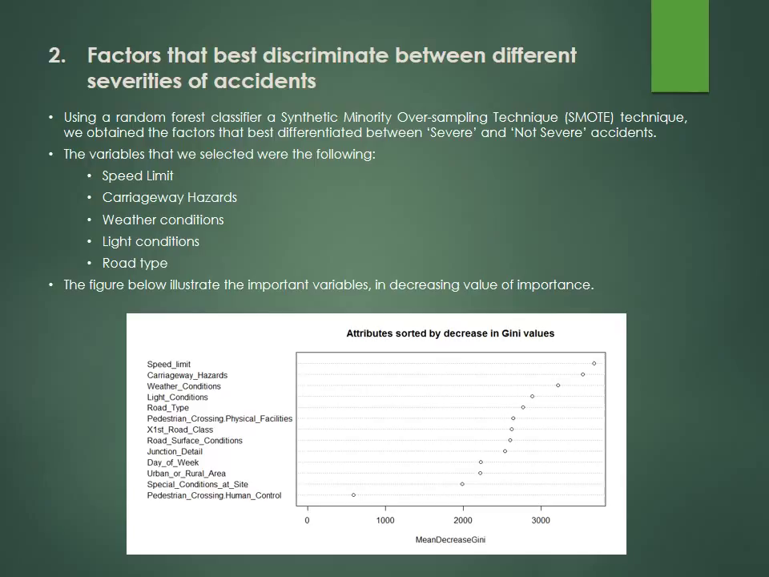Severe accidents and which are not. So to obtain the important variables, we ran a random forest classifier on the data, and this is the observation that we got. We found that the speed limit, carriageway hazards, weather conditions, light conditions, and road type were the most important variables in predicting whether an accident is severe or not.